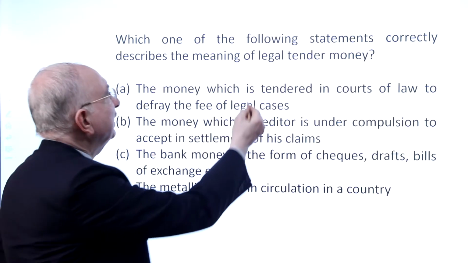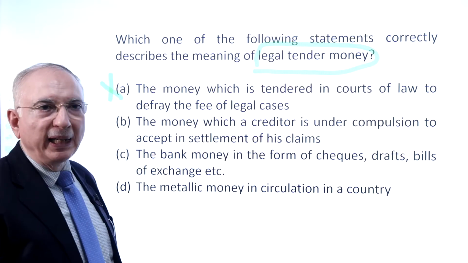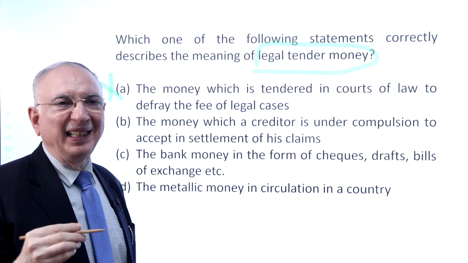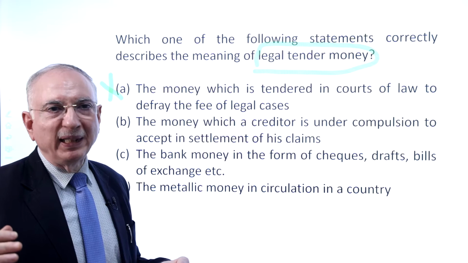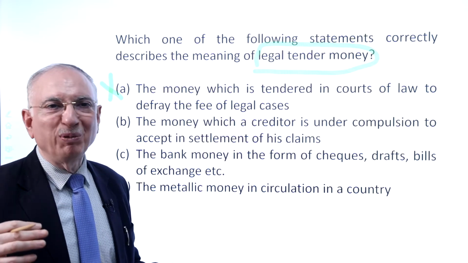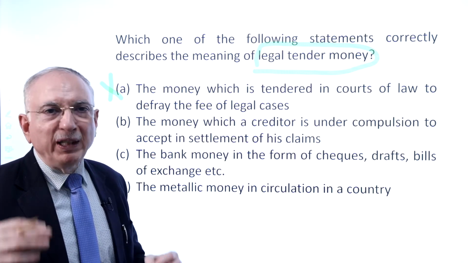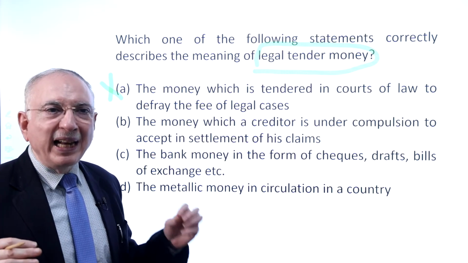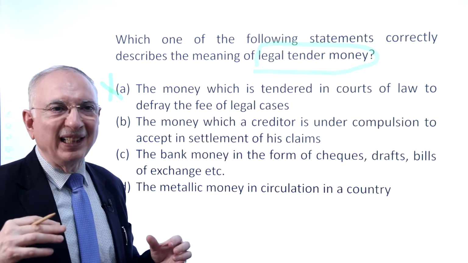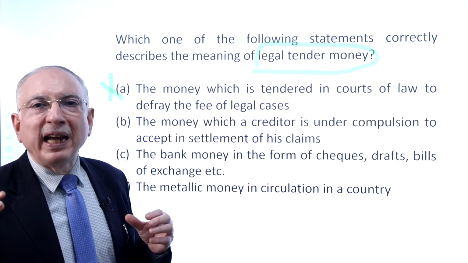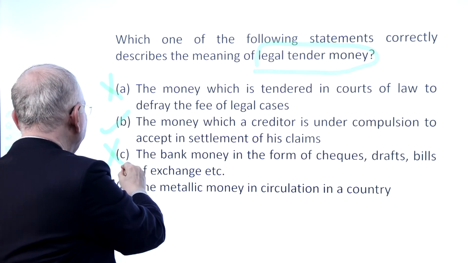Here the key point is legal tender money. It has nothing to do with the court of law, so A has to be eliminated. What is it basically? Legal tender is the money that is recognized by the law of the land as valid for payment of debts. The RBI Act of 1934 gives the central bank the sole right to issue bank notes. It states that every bank note shall be legal tender at any place in India in payment of the amount expressed therein. The national currency is the legal tender in practically every country. Therefore, the answer B is correct, and we have to eliminate C and D.